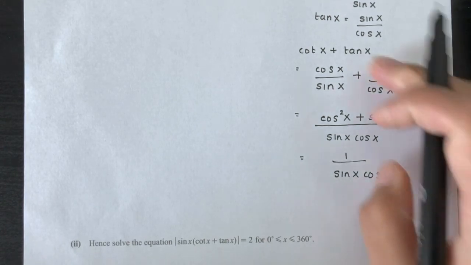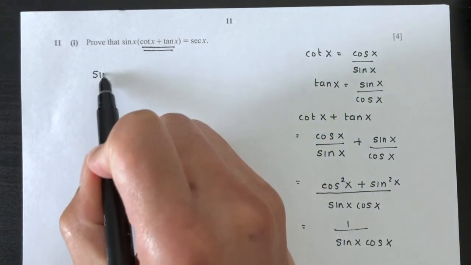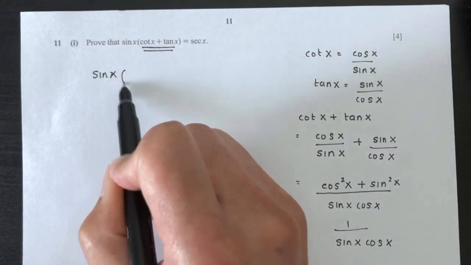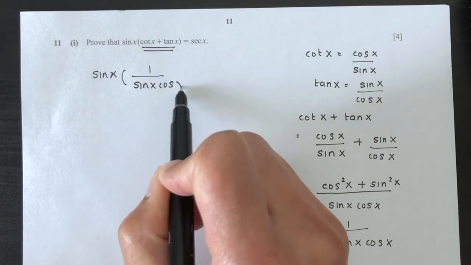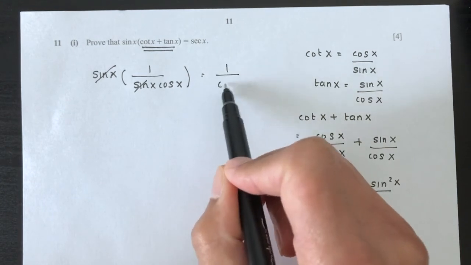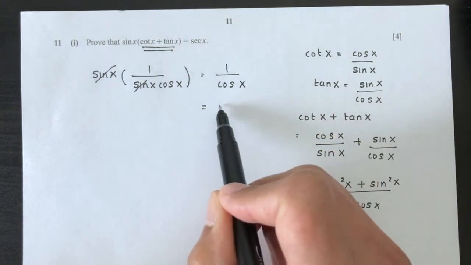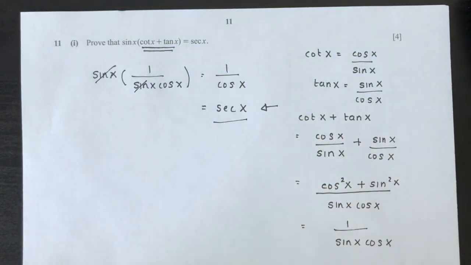Now let's replace this value back in the main equation. So you will have sin x multiplied by 1 over sin x times cos x. Now this will cancel out, so you will have 1 over cos x, which is equal to sec x. This is shown as required for part 1.